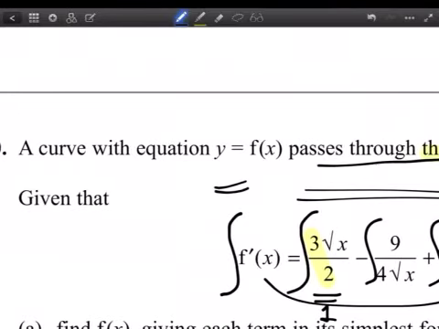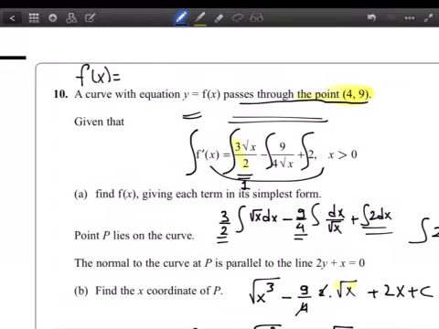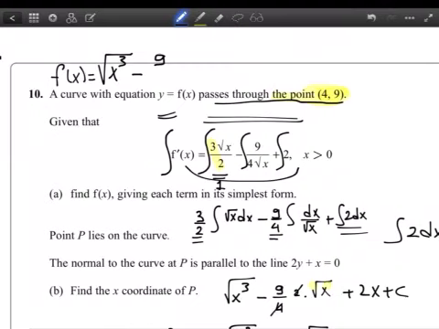Our f of x should be the square root of x cubed minus 9 over 2 times the square root of x plus 2x plus 2. That is our f of x. We finish part A in the simplest form, I think.